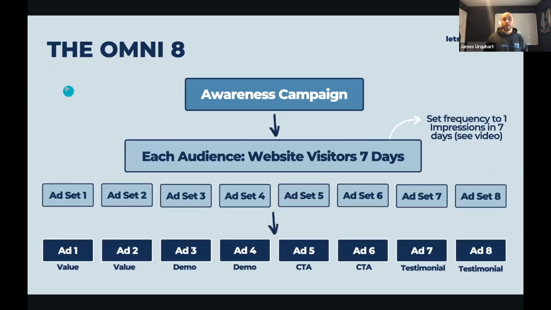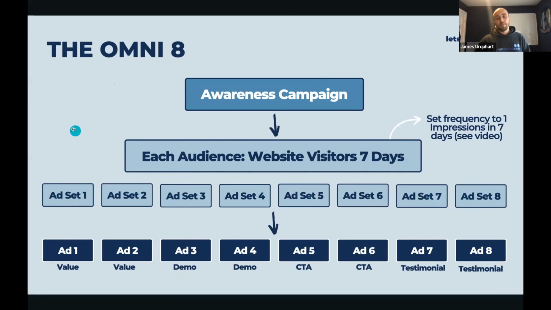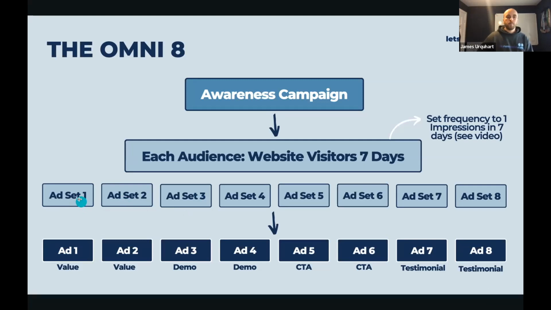So this is how it looks in your ad account. You could do website visitors in the last 7 days, and you're going to create 8 ad sets and 8 ads. The reason you'd create 8 ad sets, and for people that don't have an ad manager account, apologies, this won't make too much sense, is that you can set times between each one. So rather than them all bombarding your prospect straight away, you can set time. You could do every 3 days they get a certain ad. It could be value, then demonstration, then more testimonials, then a call to action again. You can have that running constantly.